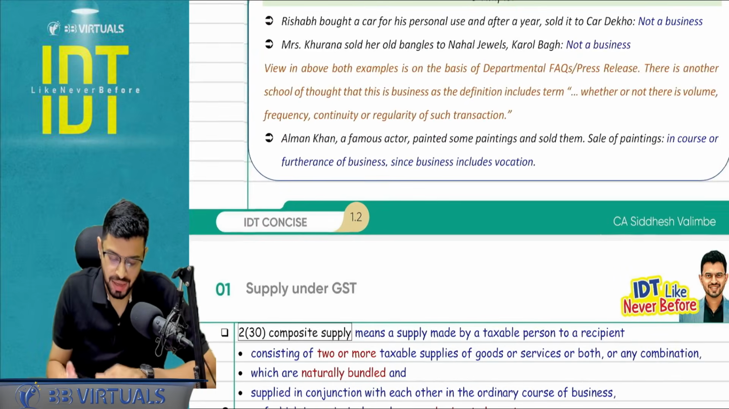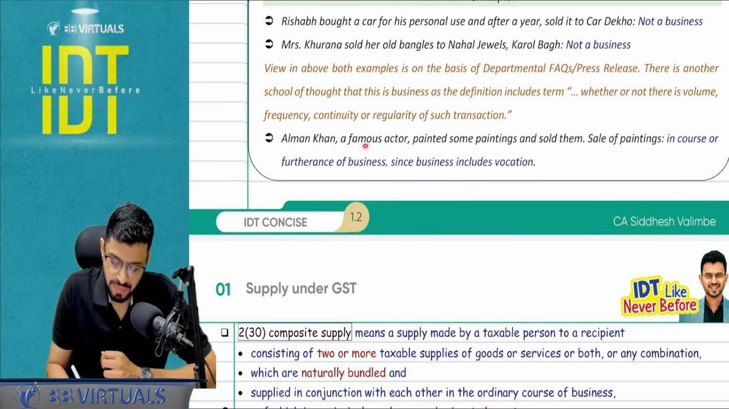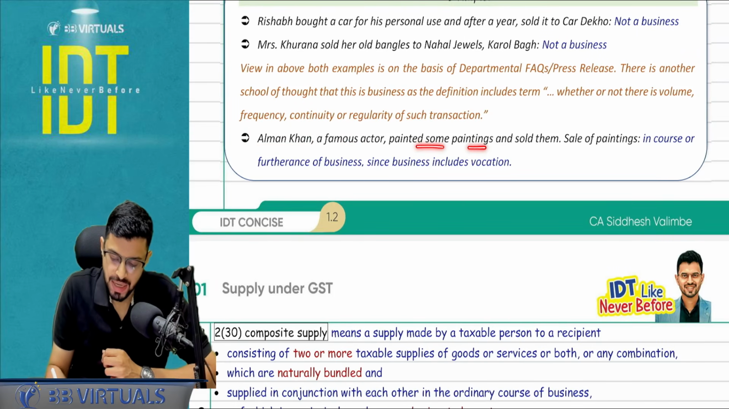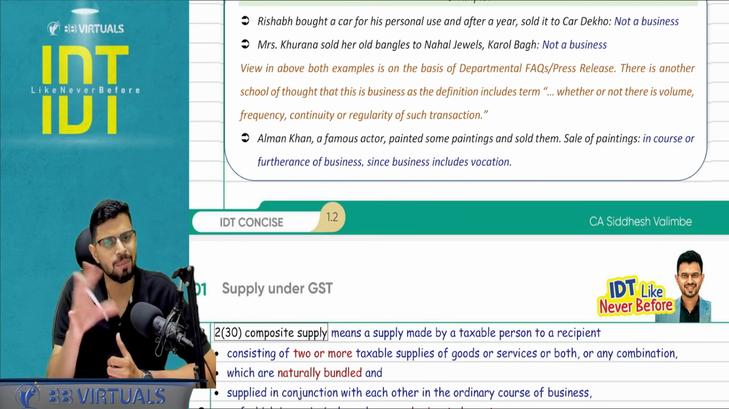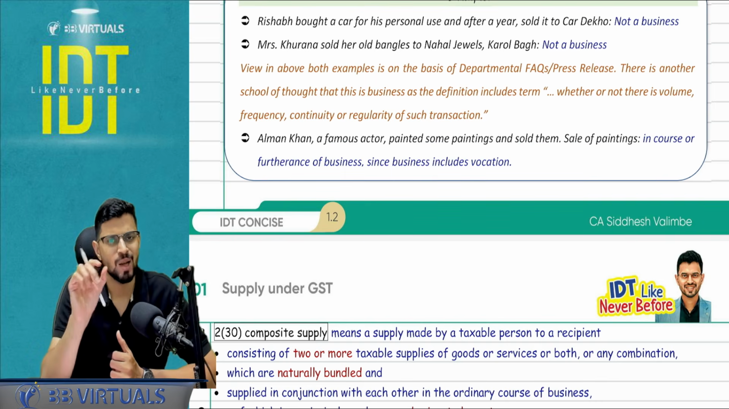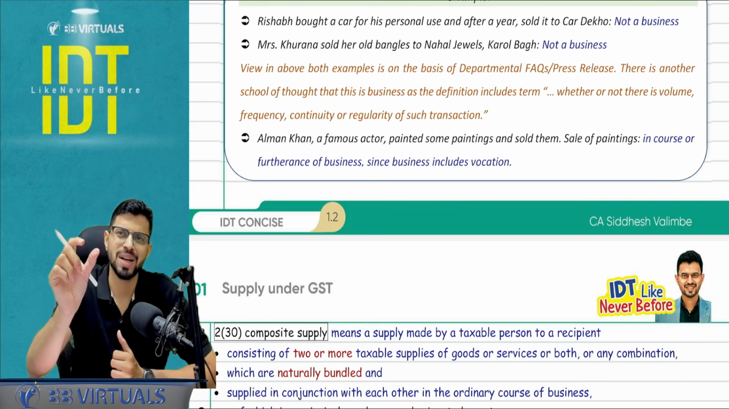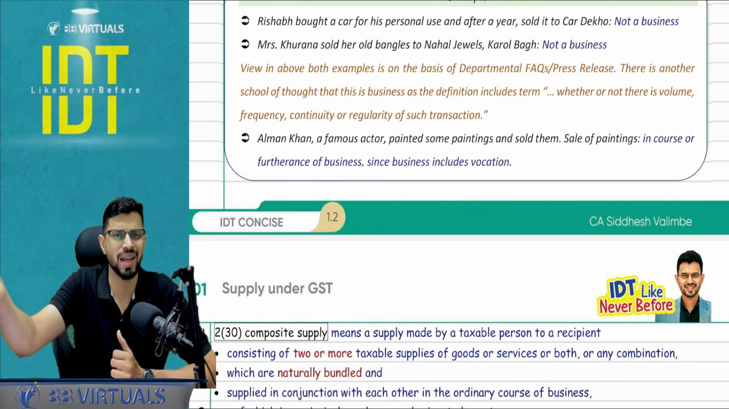But on the other hand, let's say Salman Khan. He's a famous actor. He has painted some paintings and sold them. Sale of paintings will be considered to be a part of the business because business includes vocation. He is a part of the creative industry where he acts for money, and during that time he painted something and sold it. Vocation, technically, is not business, but it is a skill that you are monetizing.